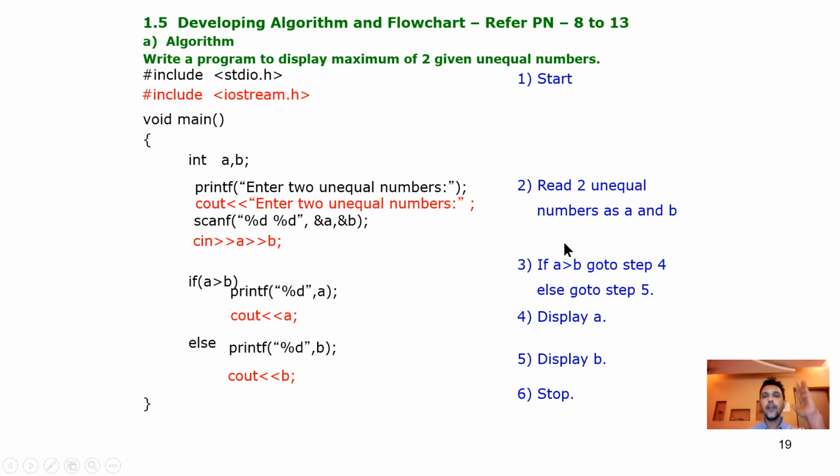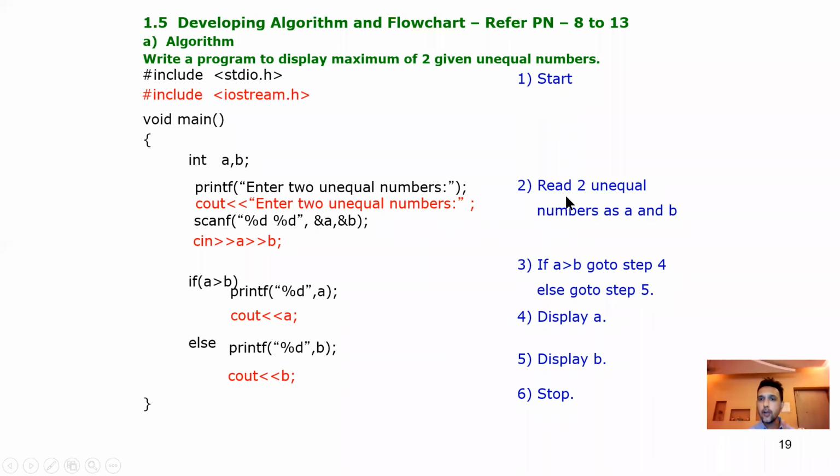The purpose of writing an algorithm is that you are not burdened with the syntax of the language. You don't need to take care of the language and its syntax. That means you don't need to write void main, parenthesis, brace. You don't need to write int a, b. Instead of writing display, you can write show. Instead of writing read two unequal numbers, you can write input two unequal numbers, something like that.